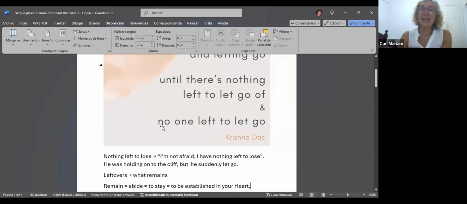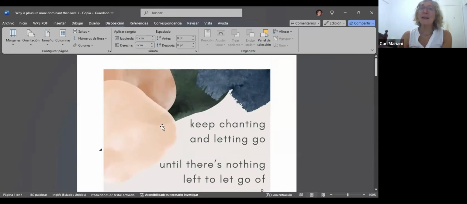Well, these are the meanings of let go, and what are the things that are more difficult for you to let go, for instance?